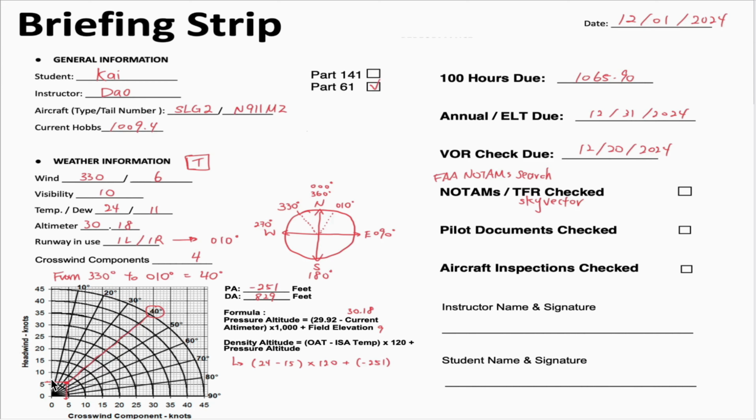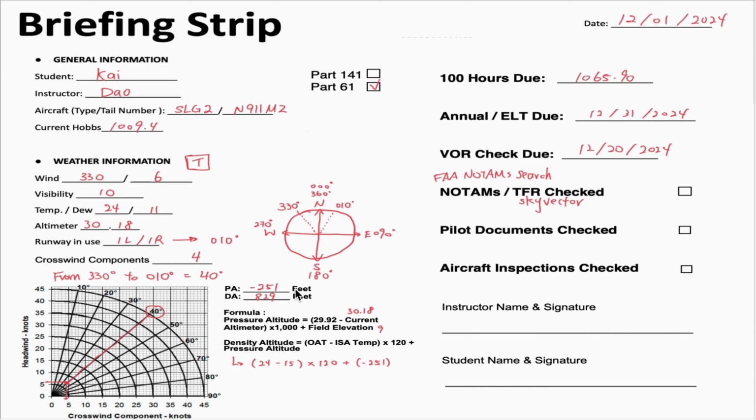Then we'll just find the intersection between the 40-degree line and the 6-knot wind arc, which is about right here. Once we find the intersection, we'll make a little dot on it, and if we go straight left, we'll find the headwind component for the day, and if we go straight down, we'll find the crosswind component for the day. The crosswind component is about 4 knots, and that's why we write down 4 knots of crosswind component over here.